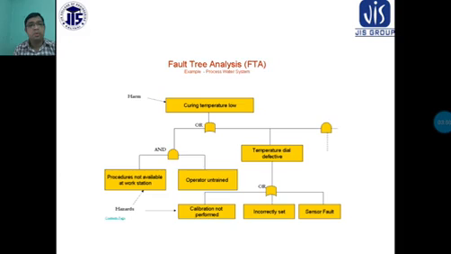Then you have to give a gate, the OR gate, shown as a symbol. The other event considered is that the temperature dial is defective. The first thing considered is that the curing temperature is low, and the other is that the temperature dial is defective. Another gate is the AND gate. Both the AND gate and OR gate are considered in fault tree analysis.